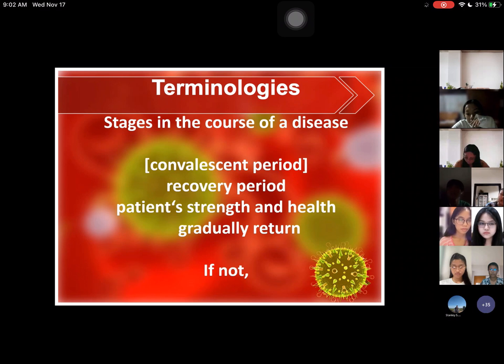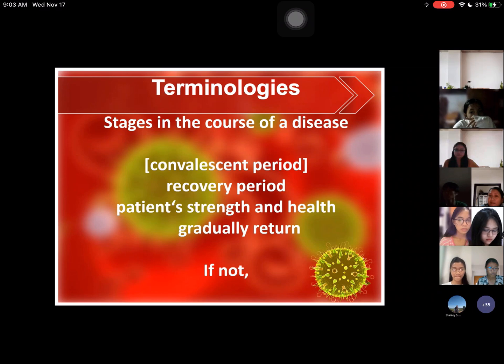And in this last period or stage, which is the recovery period, you are actually overcoming the symptoms already, and you are progressing, and you already feel like you are normal. You are not experiencing the fever, fatigue, or malaise already. But of course, in this period, the patient's strength and health gradually return.